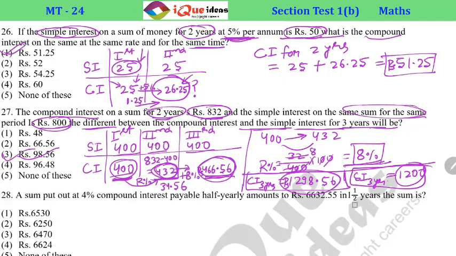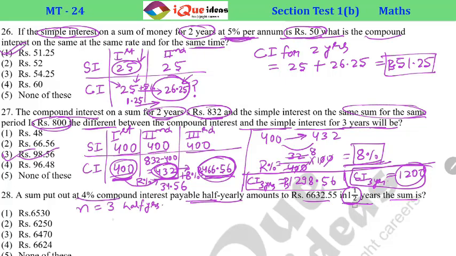The next question says, a sum put out at 4% compound interest payable half yearly amounts to 6632.55 in 1.5 years. The sum is? Now, payable half yearly and 1.5 years. See, every 1 year there are 2 half years. So in 1.5 years, there will be 3 half years. So n is equal to 3 half years, right? So n is equal to 3 basically, right?